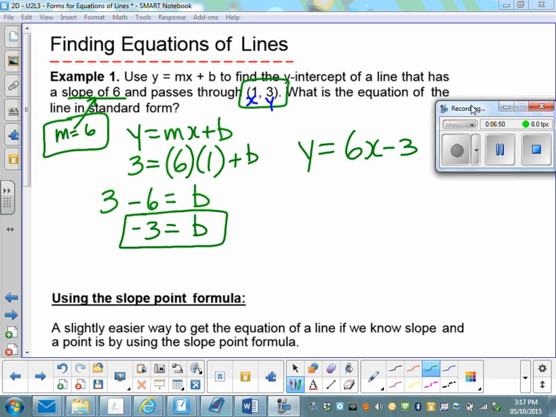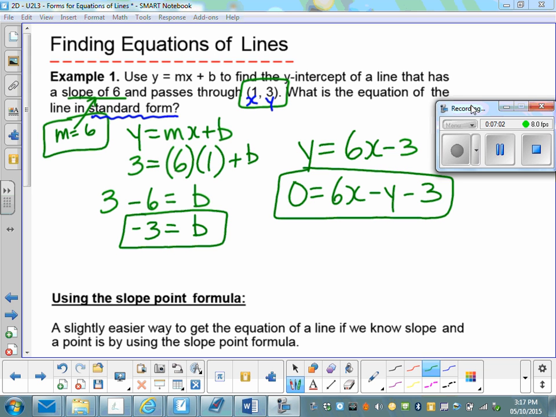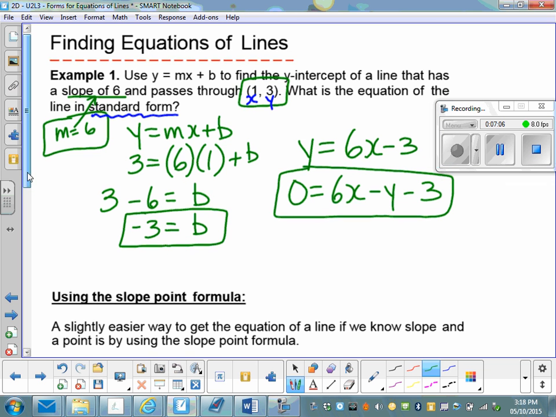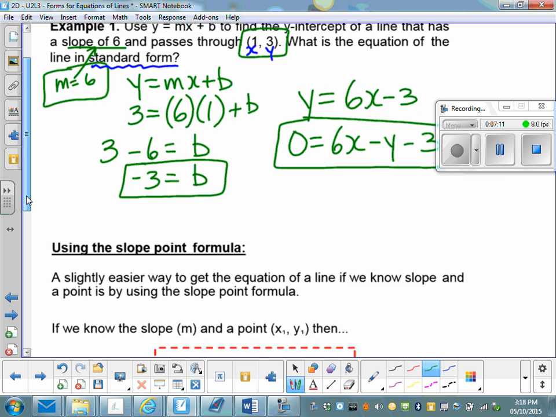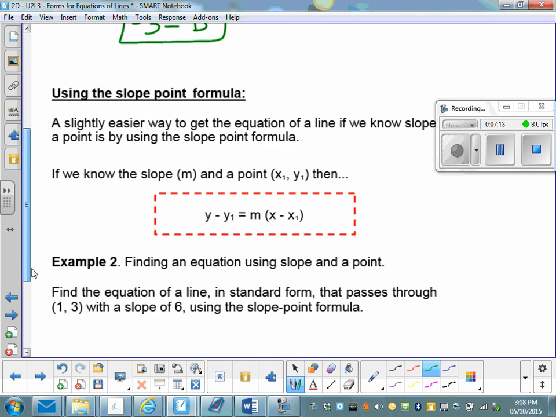Now, they want me to write it in standard form. So to write this in standard form, all I have to do is move the y to the other side, and it changes to -y, and it's going to be in the second term spot. So that's the equation of the line. It has that slope and passes through that point, and it's written in standard form.